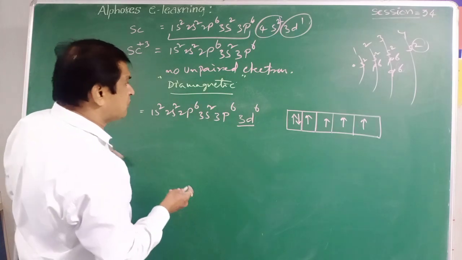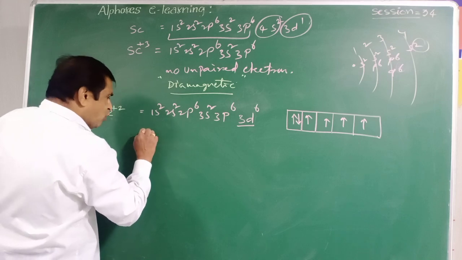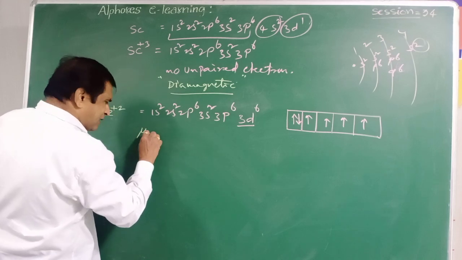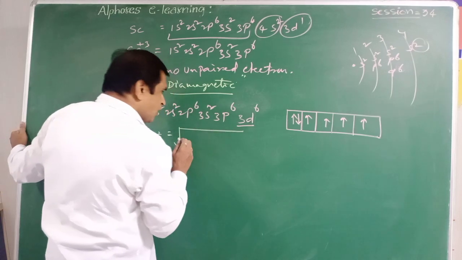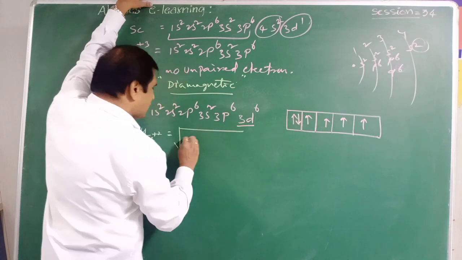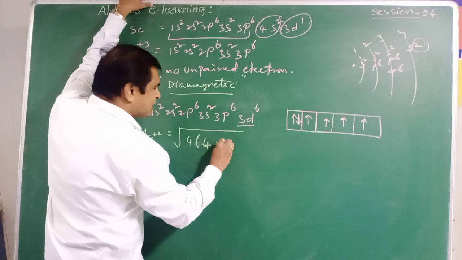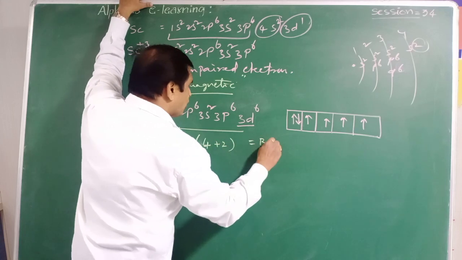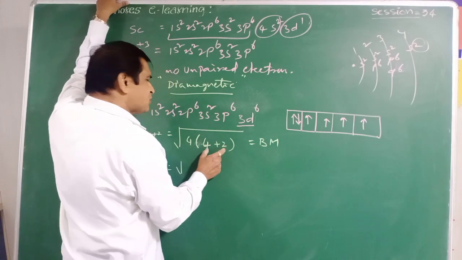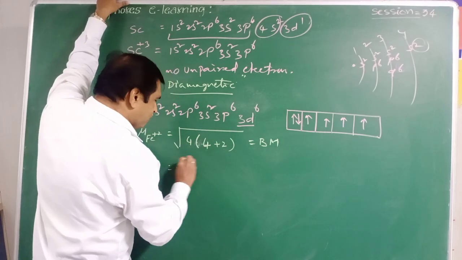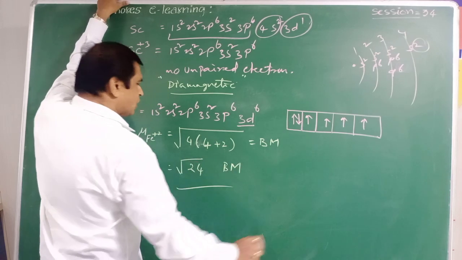Now let us calculate the magnetic moment of that. The magnetic moment of Fe plus 2 is equal to under root n into n plus 2, where n is the number of unpaired electrons, 4. So that is 4 into 4 plus 2, in Bohr magneton units. 4 plus 2 is 6, 6 4s are 24. Root 24 BM.